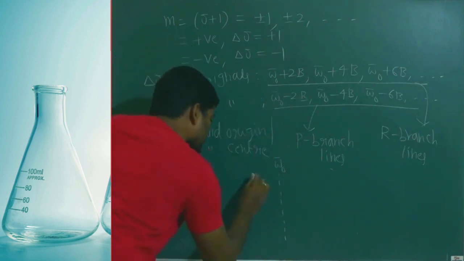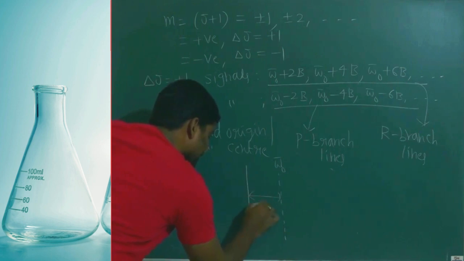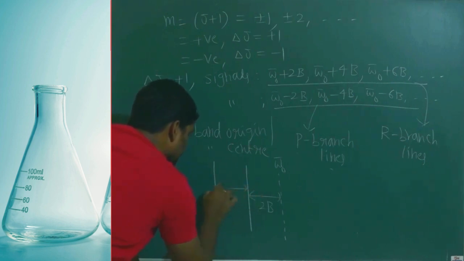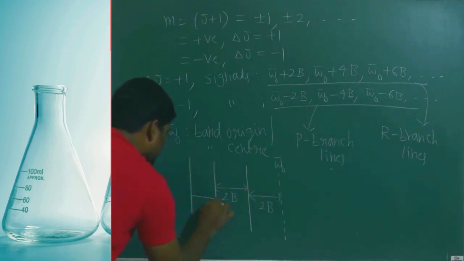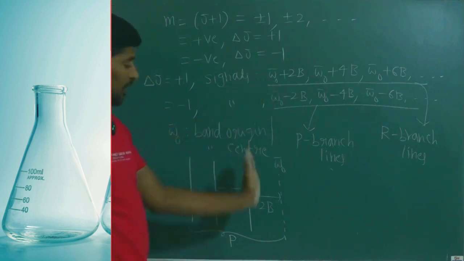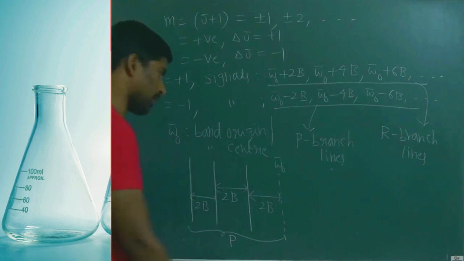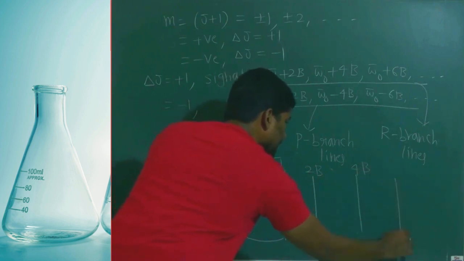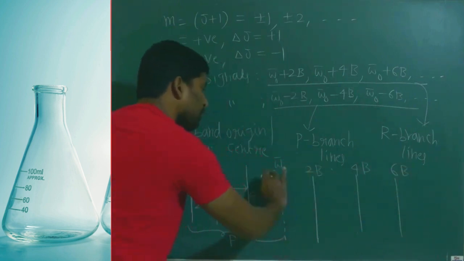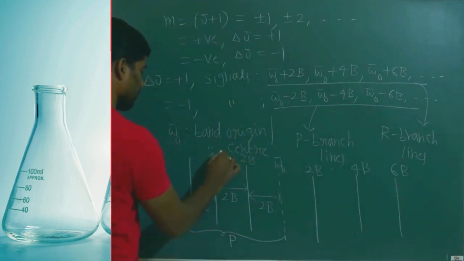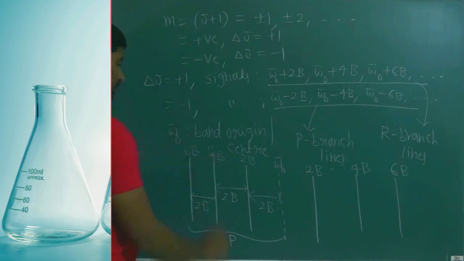We will get omega bar naught minus 2b. At 2b distance we will get a signal. Next, omega bar naught minus 4b. At 4b distance, the gap between these two is again 2b. Next 6b. These are called P branch lines. R branch lines are observed at 2b distance from band center omega bar naught, so at 2b, next one at 4b, next one at 6b. Omega bar naught plus 2b, omega bar naught plus 4b, plus 6b. Here omega bar naught minus 2b, omega bar naught minus 4b, omega bar naught minus 6b.